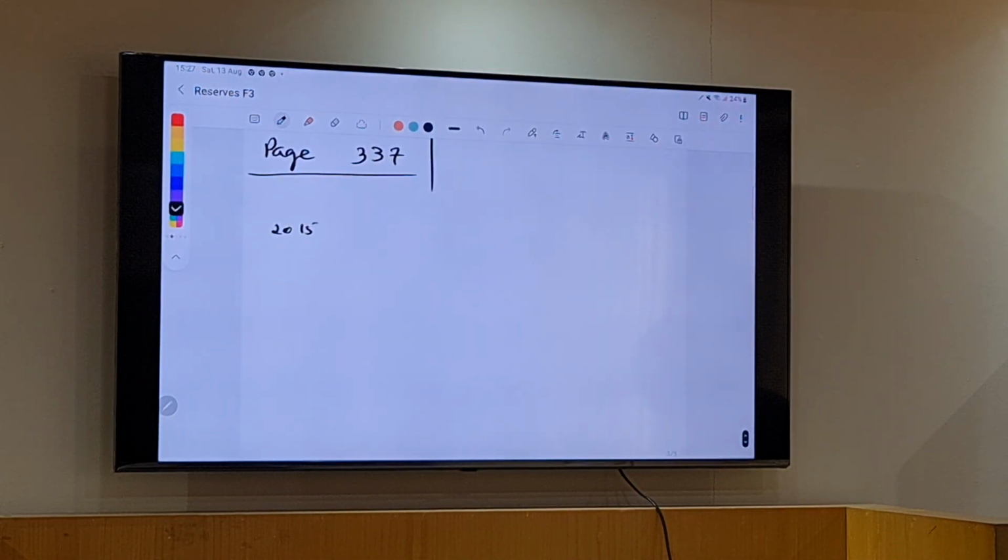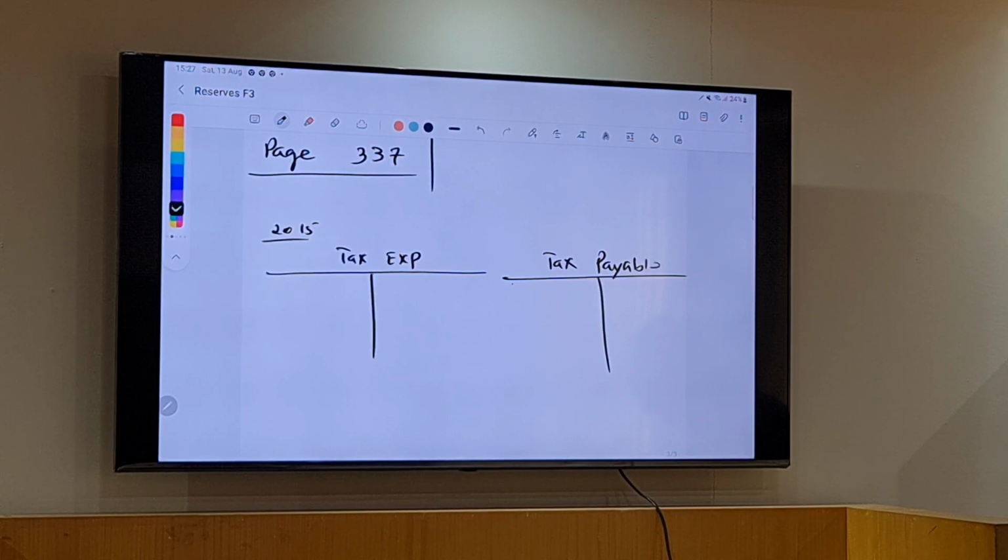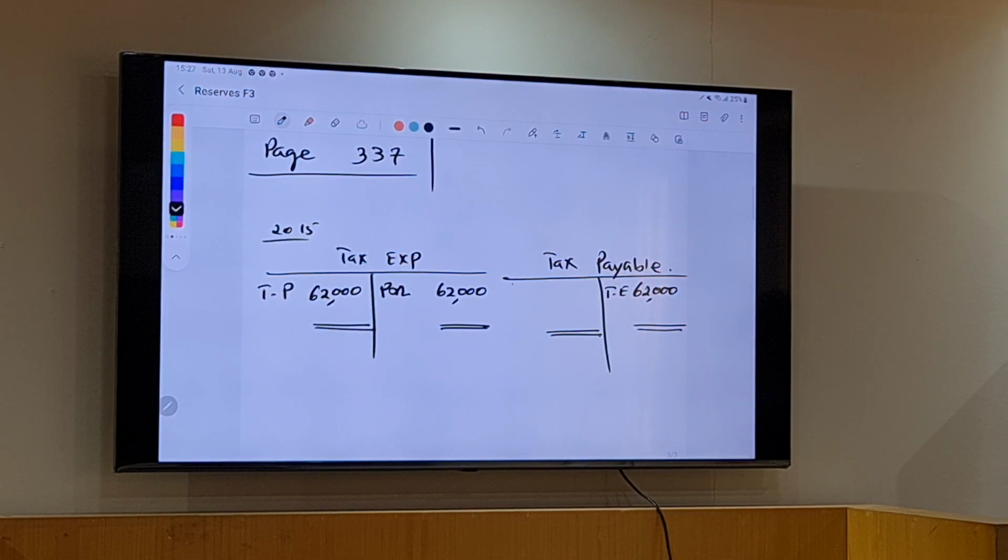See, 2015. I have tax expense, tax payable. So 62,000. You put here tax expense, here tax payable. This is the first entry. Clear now? Now we balance this. This will go to profit and loss of 2015. In 2015 profit and loss, I will have 62,000. And this we have not paid yet, so we carry forward this to next year.